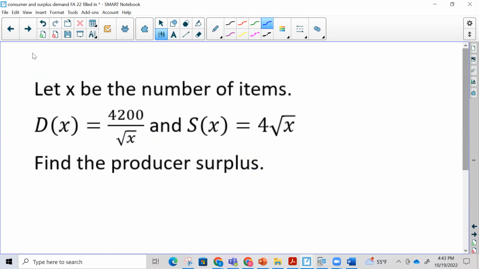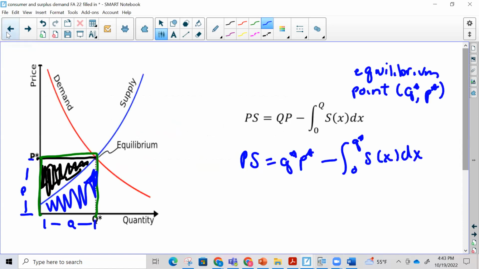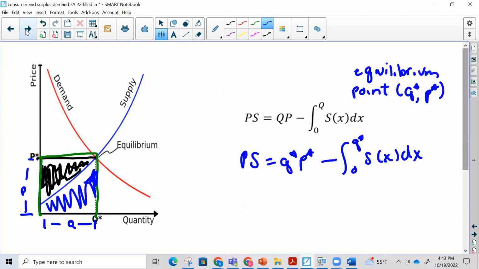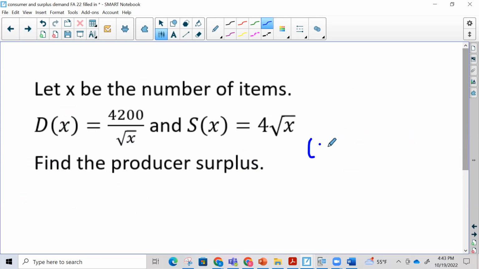So let's look at the same example that we've been looking at, but now find the producer surplus. So we did this before, and just go back for a minute and get the equilibrium point. And we set them equal, and we found the equilibrium point to be 1050 and 129.61. And you could find it again if you needed to. So this is my equilibrium point.